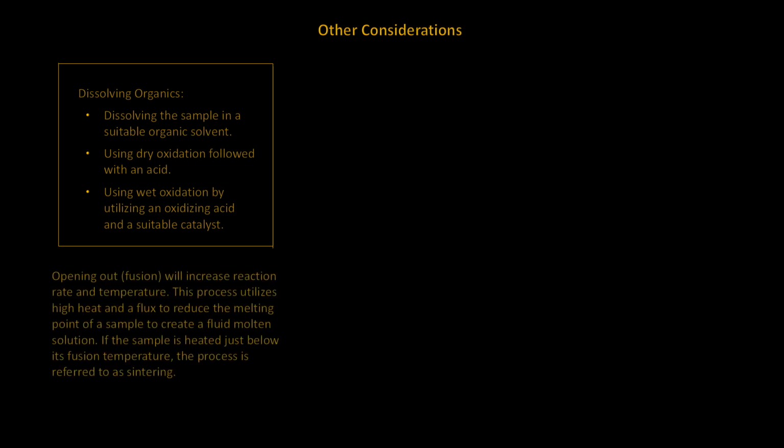Another method that is used is opening out. Now this term refers to fusion. High heat and a flux are used to reduce the melting point of a sample, which in turn creates a fluid molten solution. And then when cooled, the remaining fusion cake is then acid digested. The term sintering is just a way to describe the method of heating a sample just before or just below its melting point.